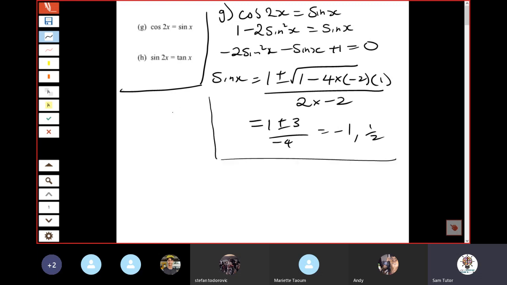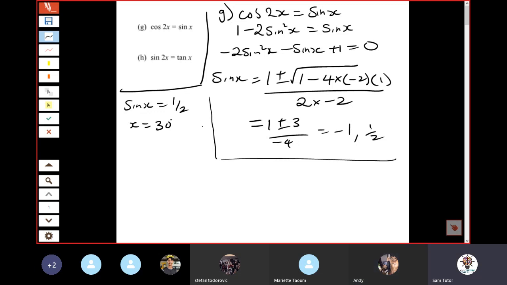All right, Andy, we might as well finish this off together. So we get sine x equals a half. What do you do now for that one? Chuck that into your calculator. So x equals, what are you going to chuck in? Inverse sine of a half, yeah.